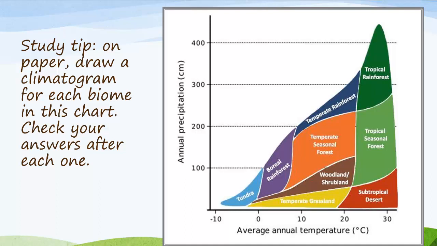So look at the tundra here, and then on a post-it note, look at the tundra right over here, and you have precipitation information and you have temperature information. So draw what you think the climate graph would look like for the tundra based on where the tundra is here. And then go ahead and put a little post-it note over this part of the graph.